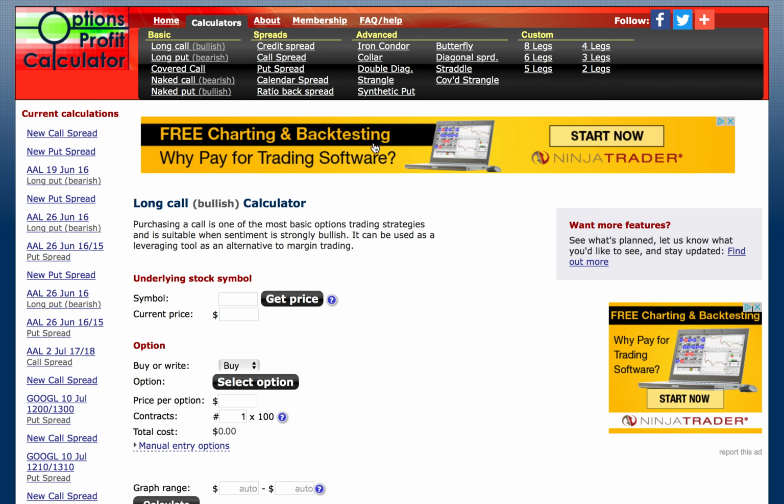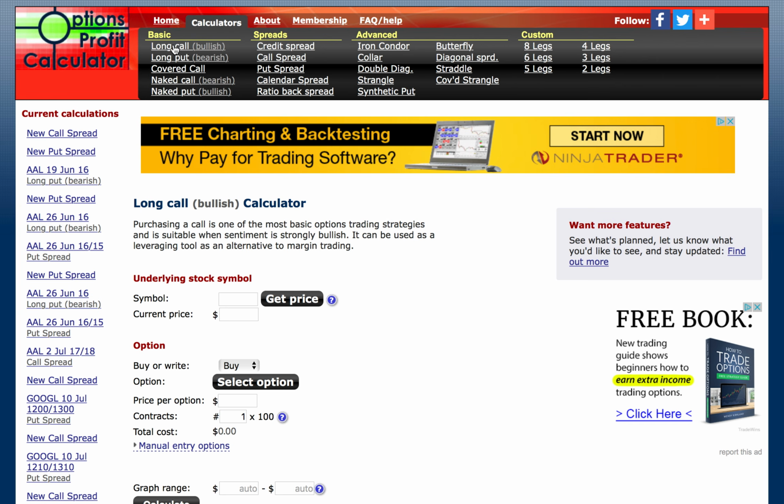Okay, so now before we even get into call debit spreads, it's important that we understand what buying a call looks like and how that works. So let's first take a look at that. Here we are. I went under the basic tab and we went to this long call. Okay, and so we're going to buy a call just to understand what it means to buy a call and how it works. So we're going to go into the symbol.